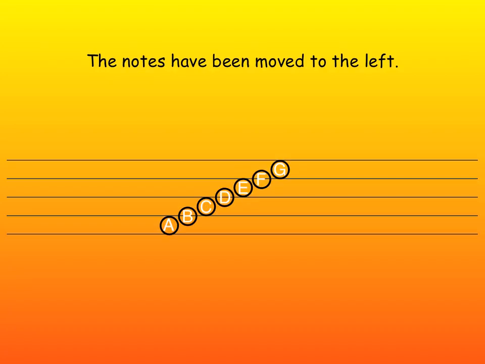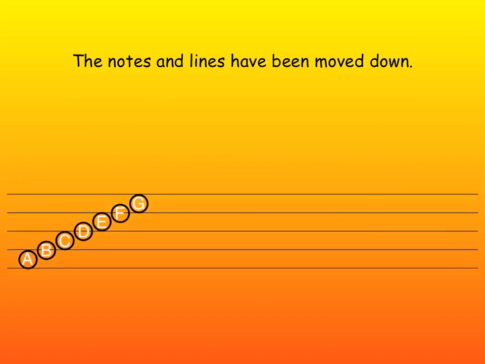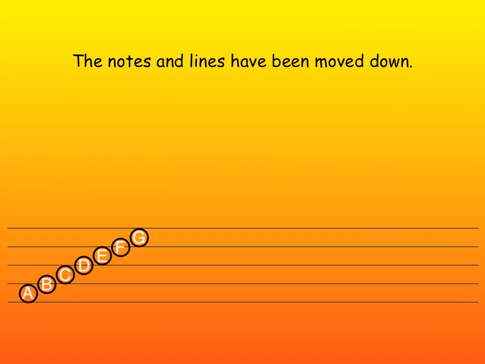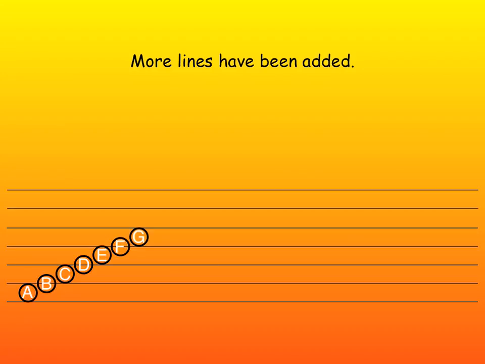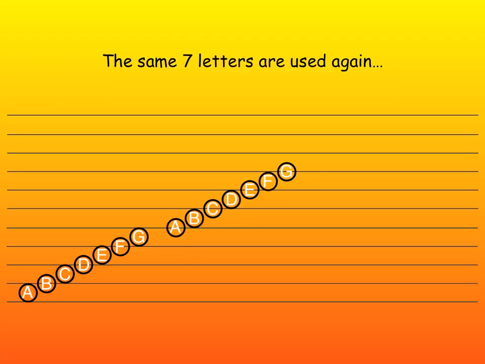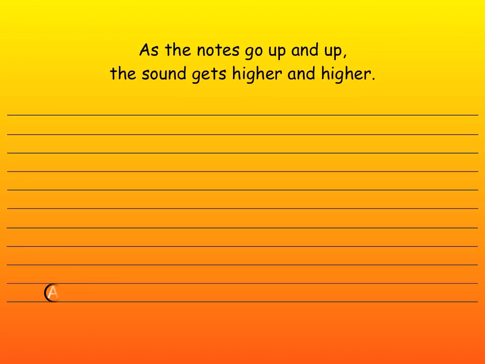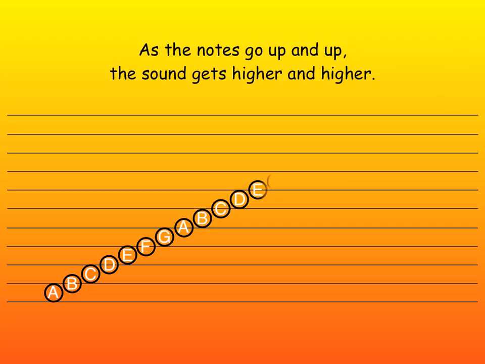The notes have been moved to the left. The notes and lines have been moved down. More lines have been added. The same 7 letters are used again, A, B, C, D, E, F, G, and again, A, B, C, D, E, F, G. As the notes go up and up, the sound gets higher and higher, like A, B, C, D, E, F, G, A, B, C, like that.